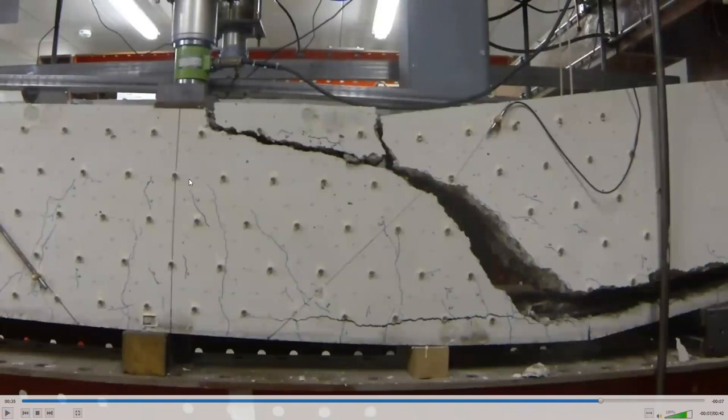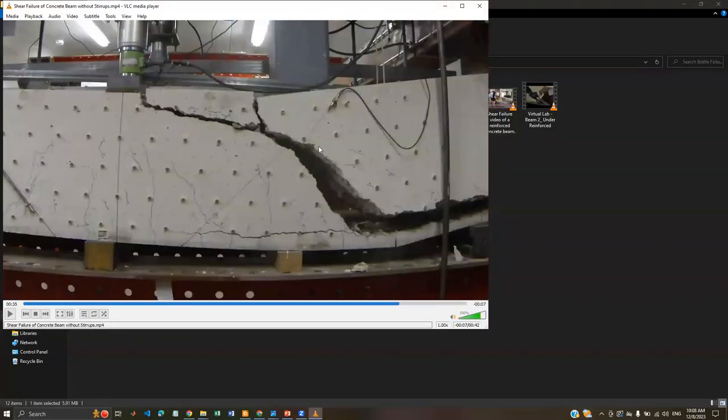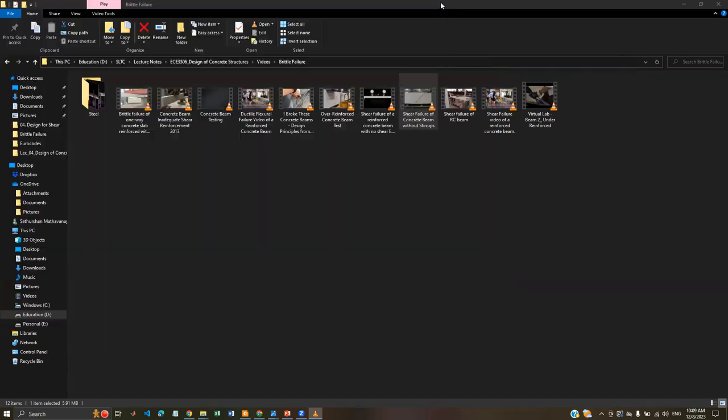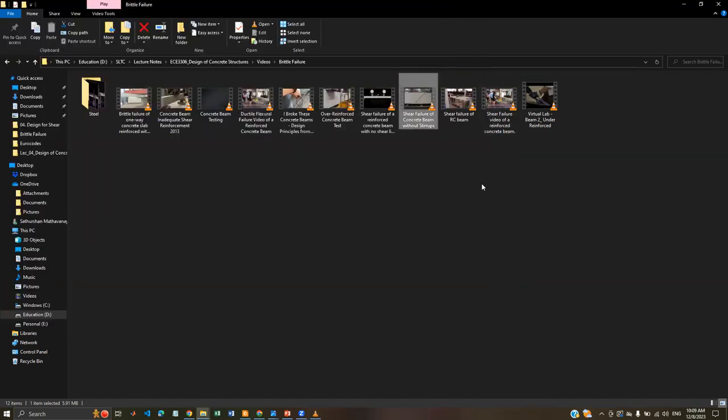Right, so this is what I mean. This is what will happen if we are not providing the shear. Also, you can see here when there's no shear reinforcement, it generally fails at an angle. This angle is limited in the code to between 22 and 25.